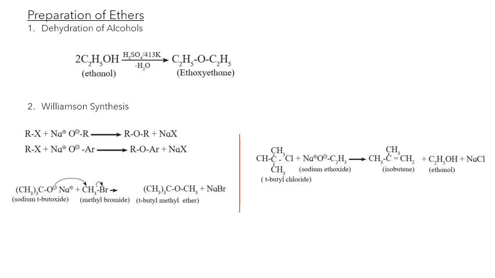Second one, that is the Williamson synthesis. Simple as well as mixed ethers can be prepared in the laboratory by Williamson synthesis. Now, what is meant by a simple ether? Simple ether means both the alkyl groups are the same. When the two alkyl groups are different, then that is called a mixed ether. In this method, alkyl halide is treated with sodium alkoxide or sodium phenoxide to give a dialkyl ether or the alkyl aryl ether.